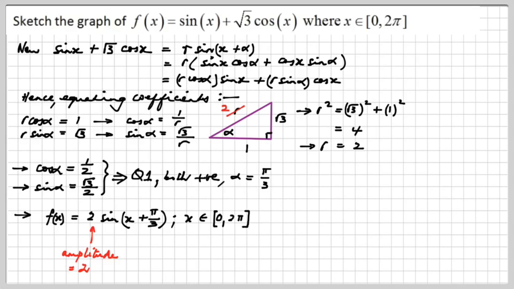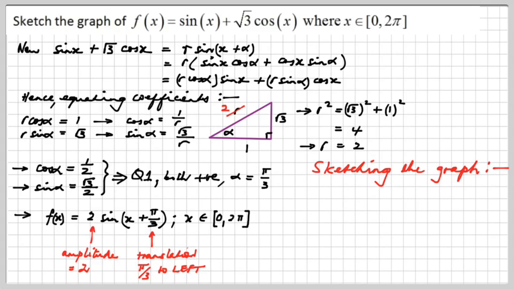Yes, because you do it in methods. The amplitude is the distance that the thing oscillates either side of the central axis, which in this case is 2. So this one's going to go from -2 to +2, instead of -1 to +1, because it's multiplied by 2. Now this little thing over here tells you that it's translated pi on 3 units to the left compared to the normal sine x function. Alright, sketching the graph, here we go.